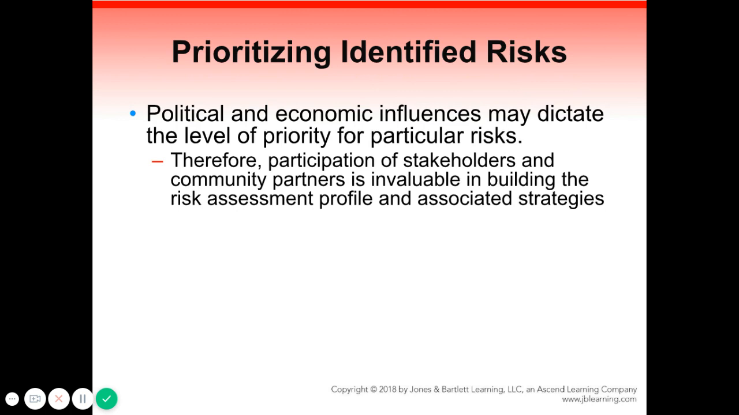You want to think about the political and economic influences. They may dictate the level of priority for a particular risk. Therefore, participation of stakeholders and community partners is invaluable in building the risk assessment profile and associated strategies. The political climate can make a difference on where a risk falls in the priority, especially if something's just happened. It may end up at a higher level of priority. For example, right after a hurricane, that probably is going to be a higher priority to make sure you have programs in place.